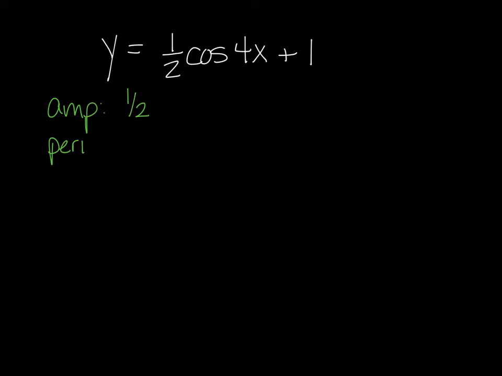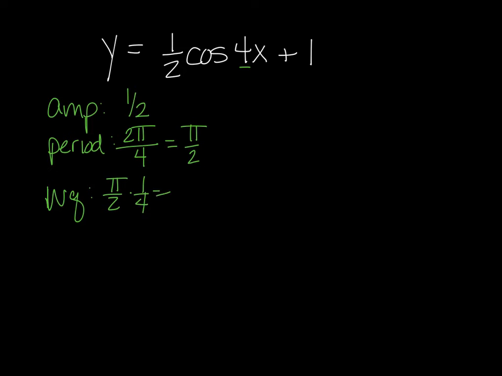Okay, the period is going to be 2 pi again, divided by the B value, the number in front of x, which is 4. So this period will be pi over 2, which means my width of my quarters, I'm going to take pi over 2 times 1/4, and that'll give me pi over 8. So this is going to be a little guy.